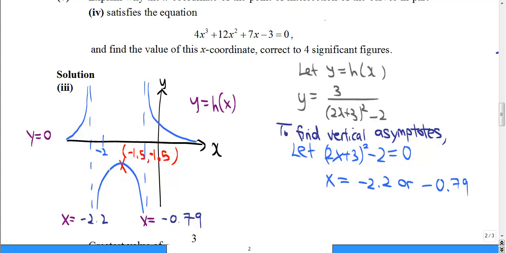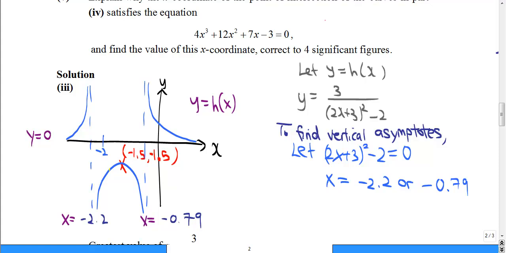So now we are at part 3 of the question. We are required to write down the greatest value of a such that h inverse exists. So when does h inverse exist? It exists only when h(x) is a 1-1 function.